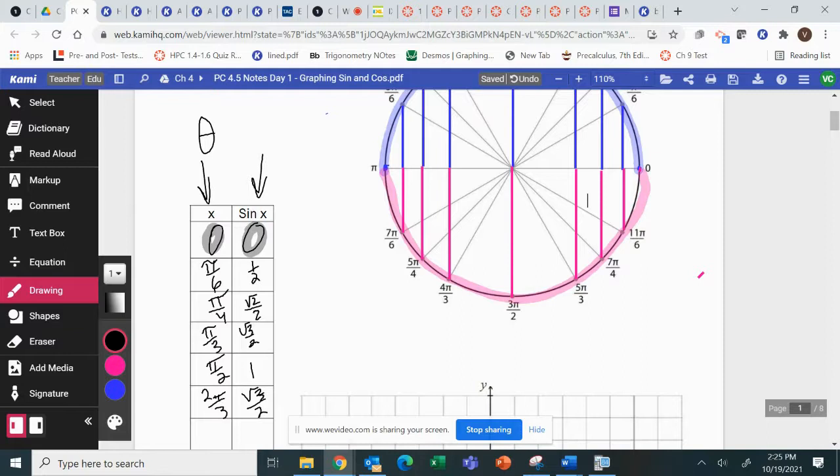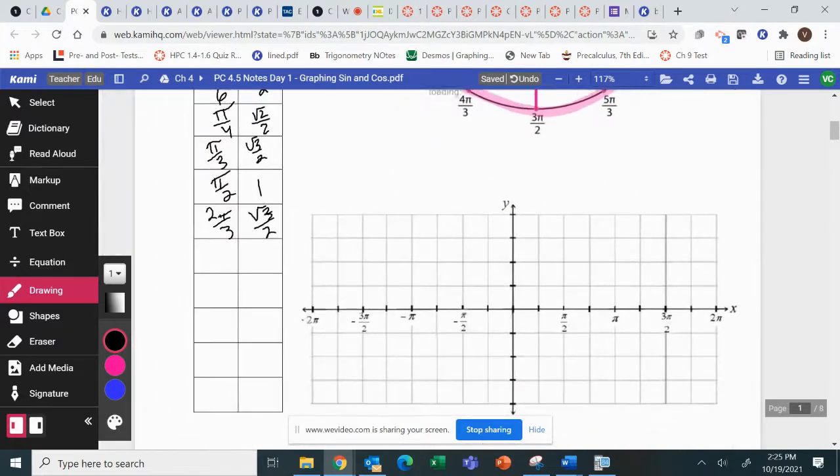Then what we're going to do is plot those on the other set of notes, so I'm not going to waste my time plotting them right here. We're going to take the x and the y value and plot them with the x value being the angles and the y value being the sine of that angle.